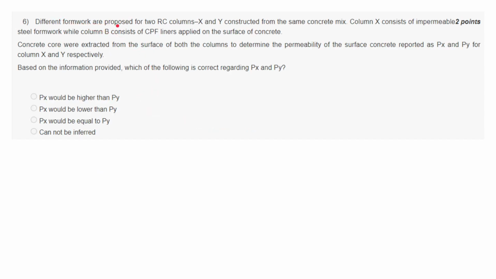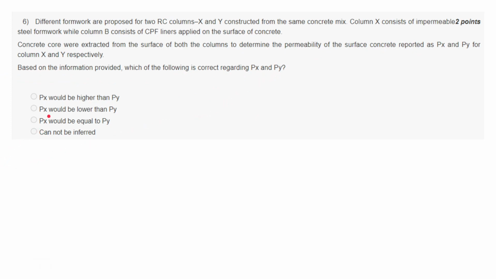Sixth question. Different formwork are proposed for two RC columns X and Y constructed from the same concrete mix. Column X consists of impermeable steel formwork, while column Y consists of CPF liners applied on the surface of concrete. Concrete cores were extracted from the surface of both the columns to determine the permeability of the surface concrete. The permeability was reported as Px and Py for column X and Y respectively. Based on the information provided, which of the following is correct regarding Px and Py?